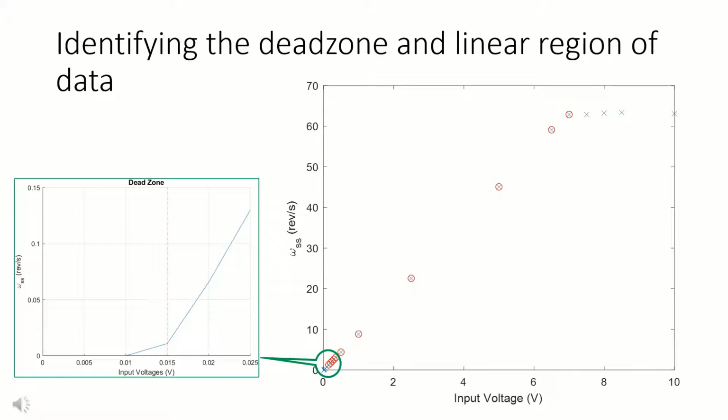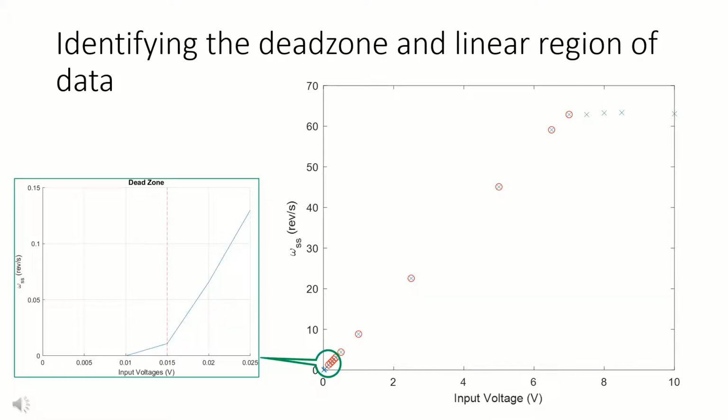The saturation limit is determined to be approximately 7 volts. This is the point in which the motor approaches the upper speed limit capable of the system, so increasing the voltage past this point has little to no effect on the rotational speed of the flywheel.